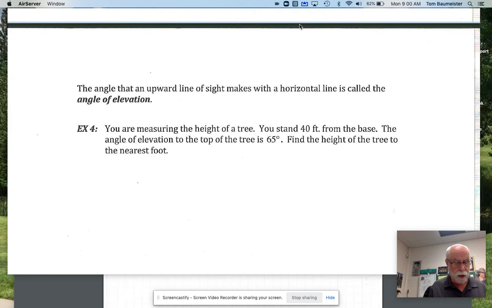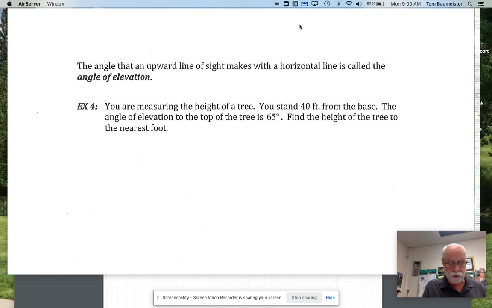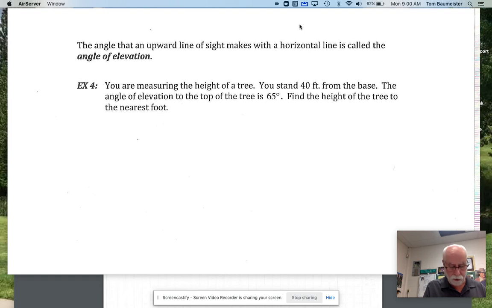All right, and then our last part, the angle that an upward line of sight makes with a horizontal line is called the angle of elevation. So example 4, you are measuring the height of a tree. You stand 40 feet from the base, and the angle of elevation to the top of the tree is 65 degrees. Find the height of the tree to the nearest foot. So let's see here. Why don't we make a nice little tree here?